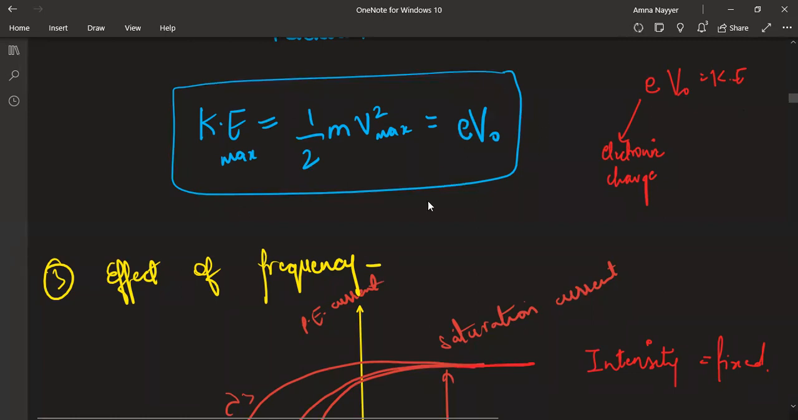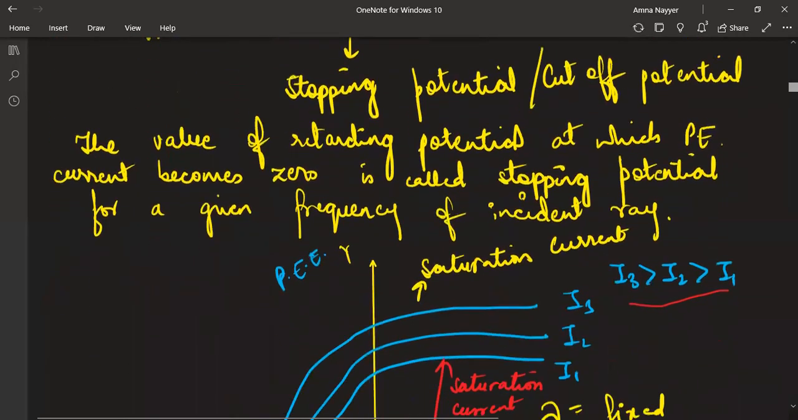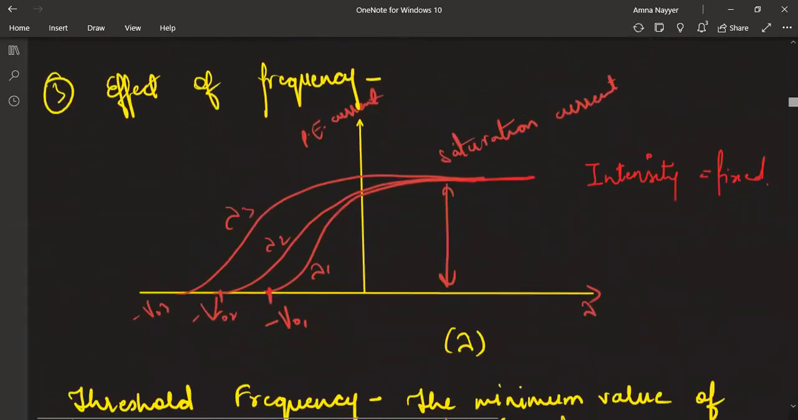This is not of much significance right now. When we do Einstein's equation, at that time it is very helpful. Right now, just focus on the graph. In between, the stopping potential topic came, that's why I had written it. Otherwise, these are the two graphs that are very important.